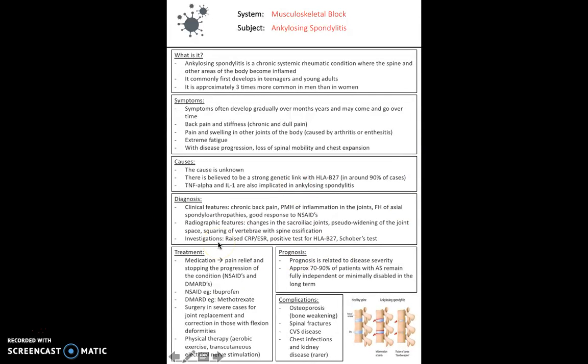If you do investigations, naturally this is an inflammatory process, so you'll see raised CRP, ESR, so inflammatory markers, and you'll see a positive test for HLA-B27, as we've said, in around 90% of cases. Schober's test can also be useful to assess the mobility and range of movement of the spine. And treatment for these patients tends to be focused on NSAIDs, DMARDs, so pain relief and stopping the progression of the condition. So NSAIDs, an example would be ibuprofen, and an example of a DMARD, so disease modifying, an example here is methotrexate.